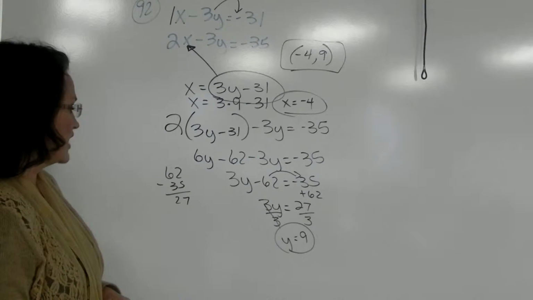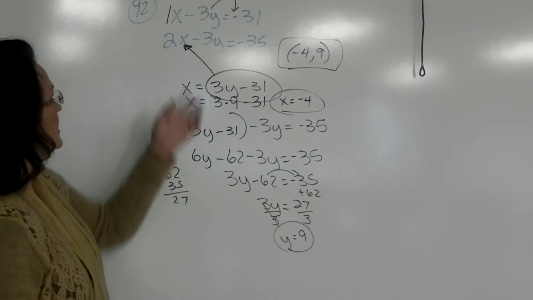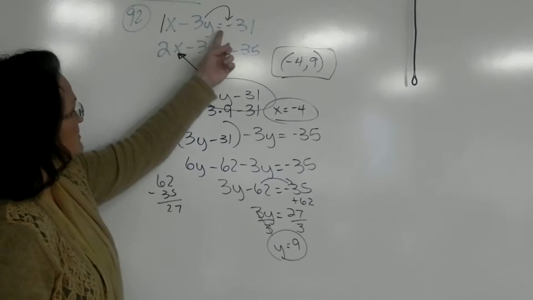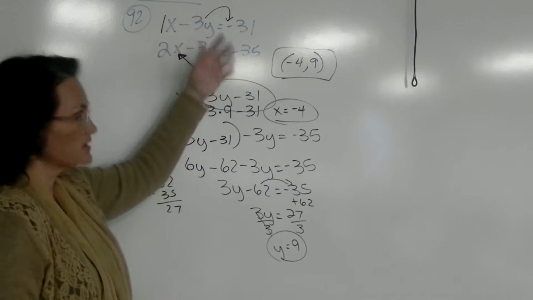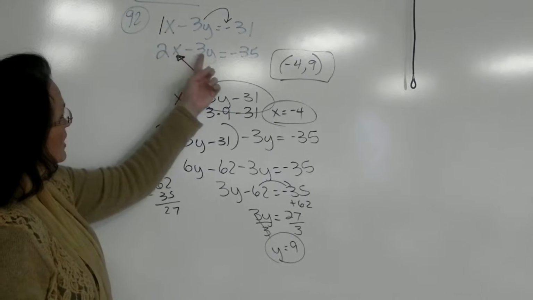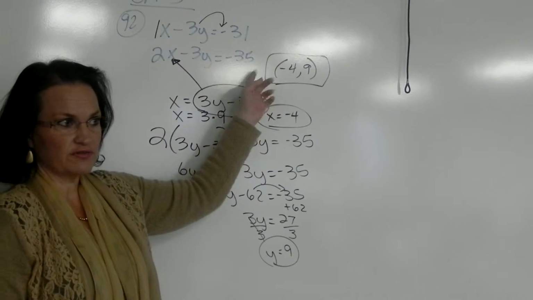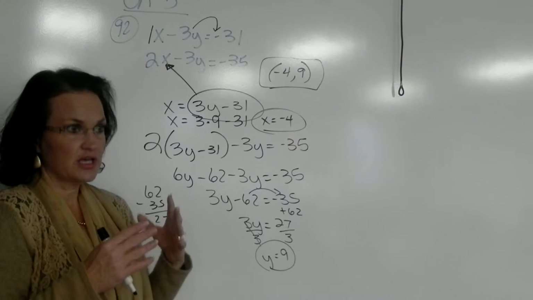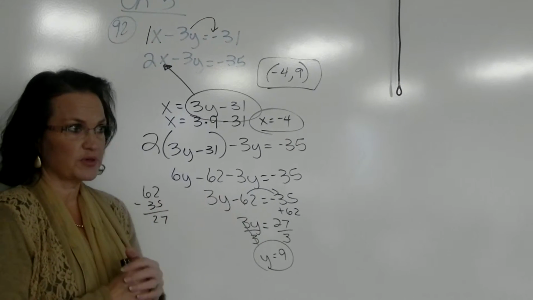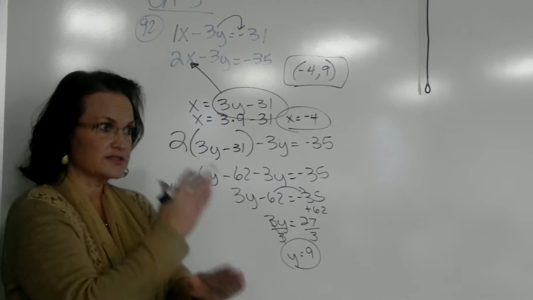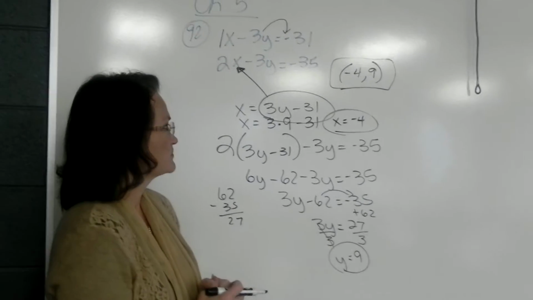To know for sure that solution works, you can then say, is negative 4 minus 3 times 9 equal to negative 31? And 2 times negative 4 minus 3 times 9 should be negative 35. If it truly is the solution, it should work. It should solve both equations. The one point where they cross, where they share a solution.